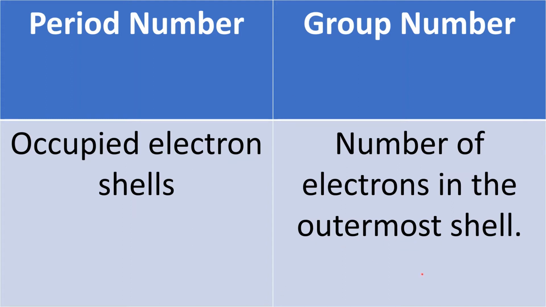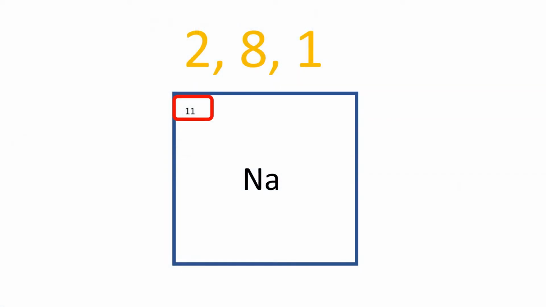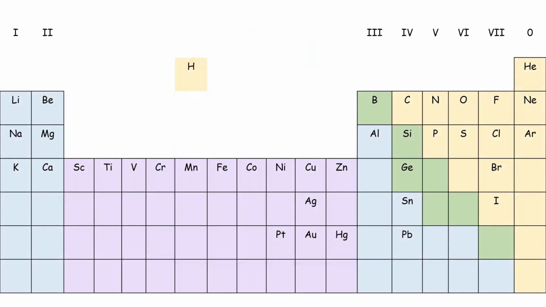There is a total of 8 main groups, and in fact, the group number is the number of electrons in the outermost shell. The period number is the number of occupied electron shells. For example, sodium has 11 protons. Its electronic configuration is 2, 8, 1. Therefore, it has 3 occupied electron shells and 1 outermost shell electron. Therefore, sodium is a period 3 element and a group 1 element.